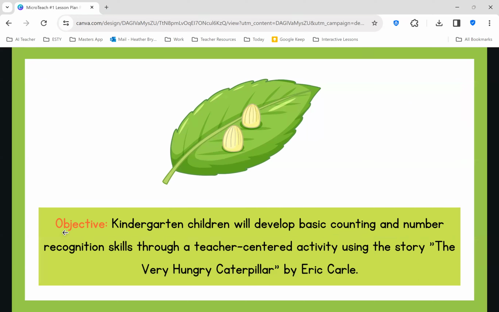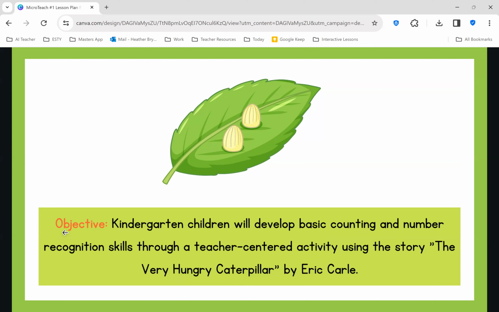Our objective today is kindergarten children will develop basic counting and number recognition skills through a teacher-centered activity using the story, The Very Hungry Caterpillar by Eric Carle. Now, you might want to introduce the objective to your students. The student population that you will be teaching today is kindergarten.